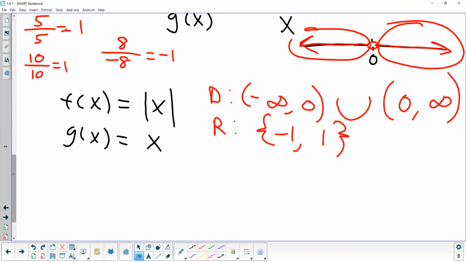How come we don't do that with something like this? Why can't I list every single number from 0 to infinity? Why can't we list every number from 0 to infinity?